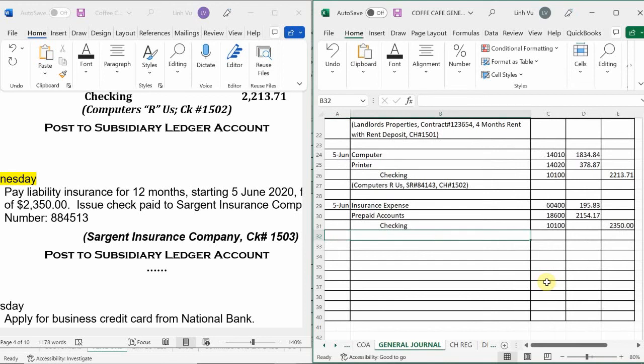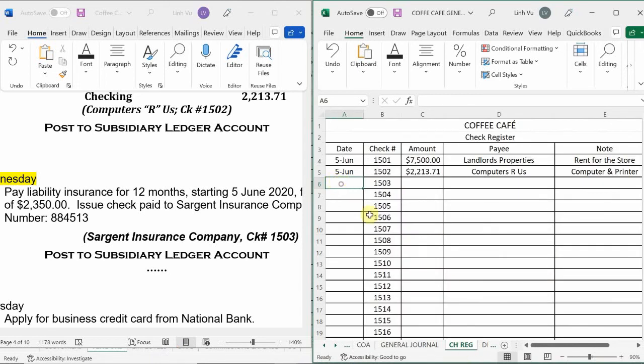So in this case, I wrote a check. Where do we need to go? Into checking. How do I know what check number? You go to your check register. Good.